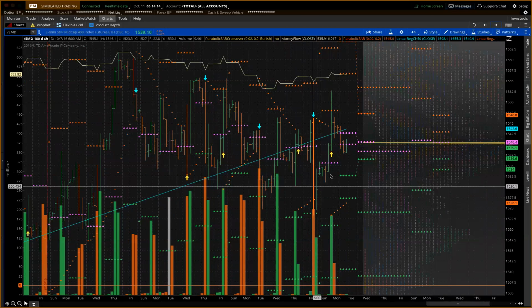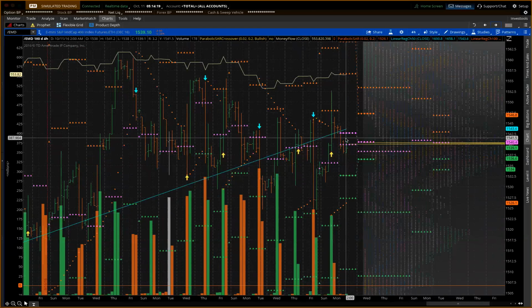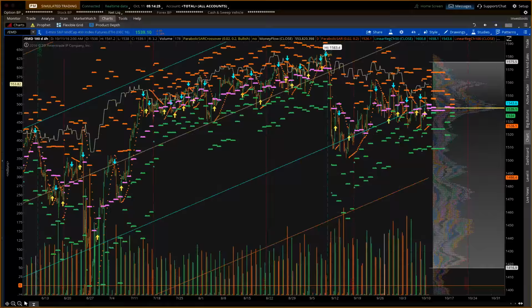This is the mid-cap 400. As you can see, the channel is narrowing and narrowing. We're coming to an apex here, and it's going to break out one way or another, and you're going to end up getting a trend to come out of this thing here.